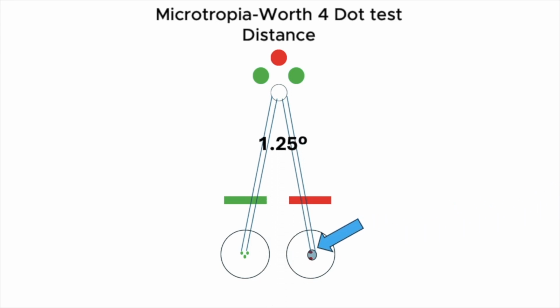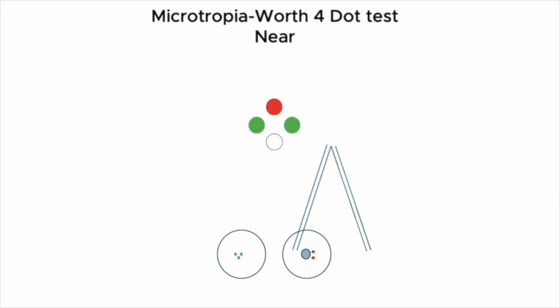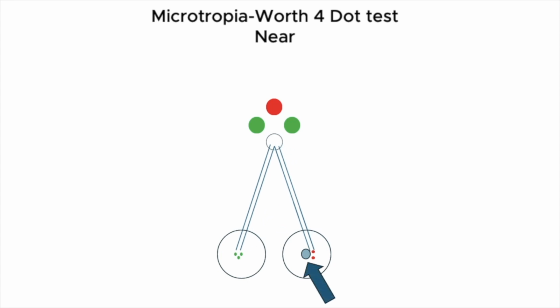So in one eye, the image will fall within the central suppression scotoma and patient will report seeing images only from the other eye. When the same test is performed for near, the angle subtended at the fovea is 6 degrees, which is very well outside the scotoma. Hence, a patient will report seeing all 4 dots.